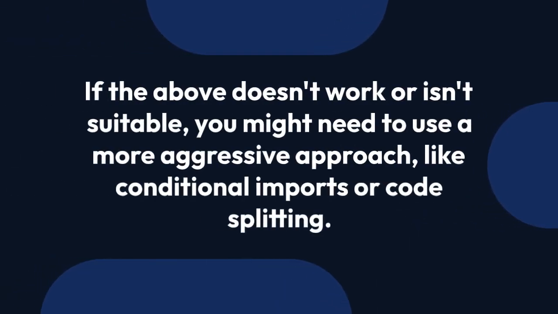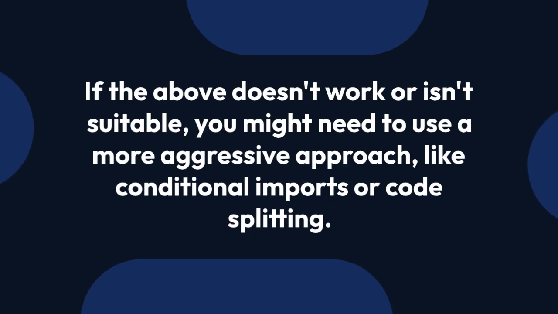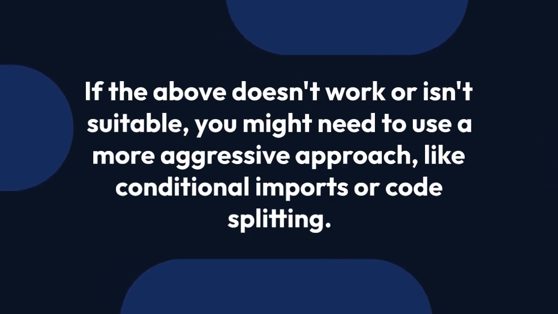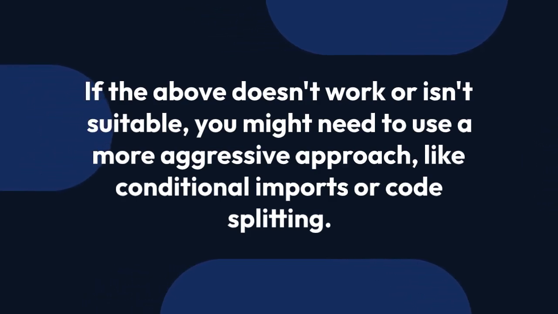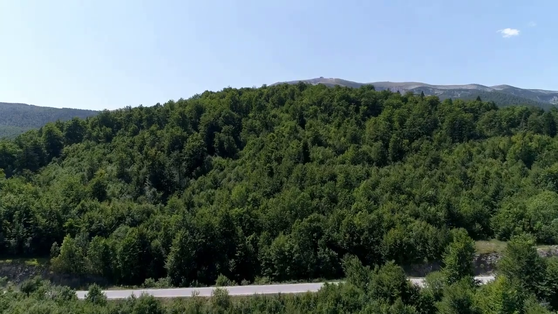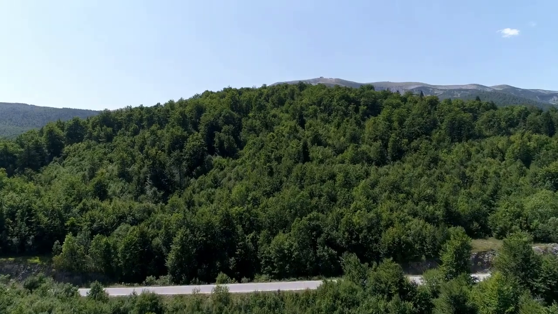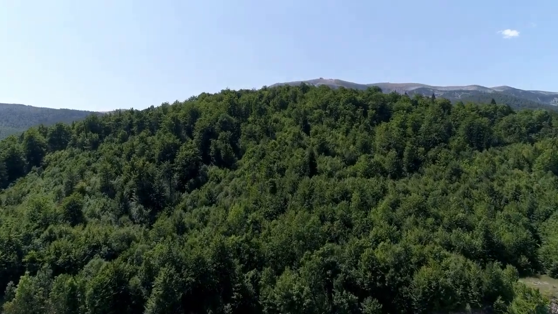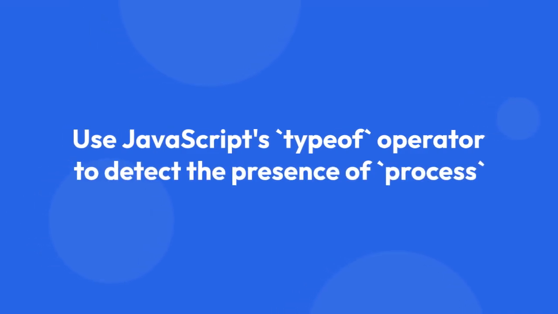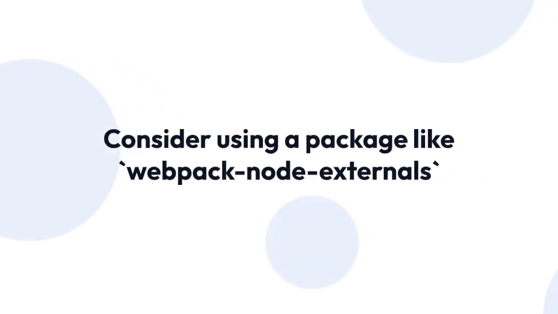5. If the above doesn't work or isn't suitable, you might need to use a more aggressive approach, like conditional imports or code splitting. This involves checking the environment, browser versus Node.js, and only importing the necessary code for each environment. You'll use JavaScript's typeof operator to detect the presence of process and conditionally import or execute the right code.